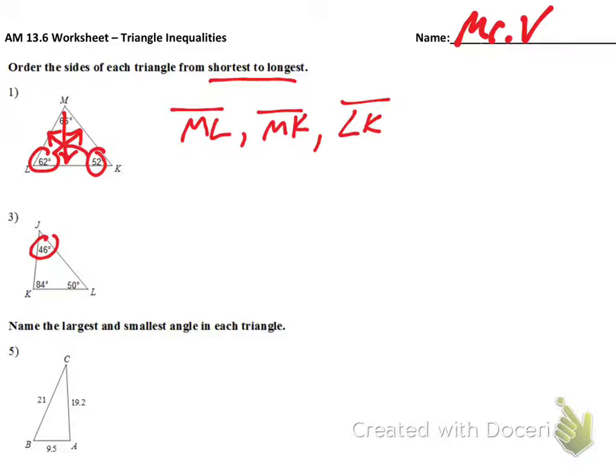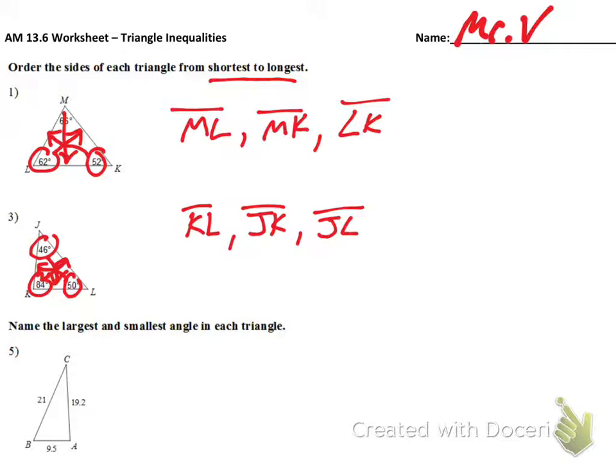So I see that angle J is the smallest angle. Its opposite side is KL. And then the second smallest is angle L, and its opposite side is JK. And then our last angle, 84, which is angle K, its opposite side is JL.